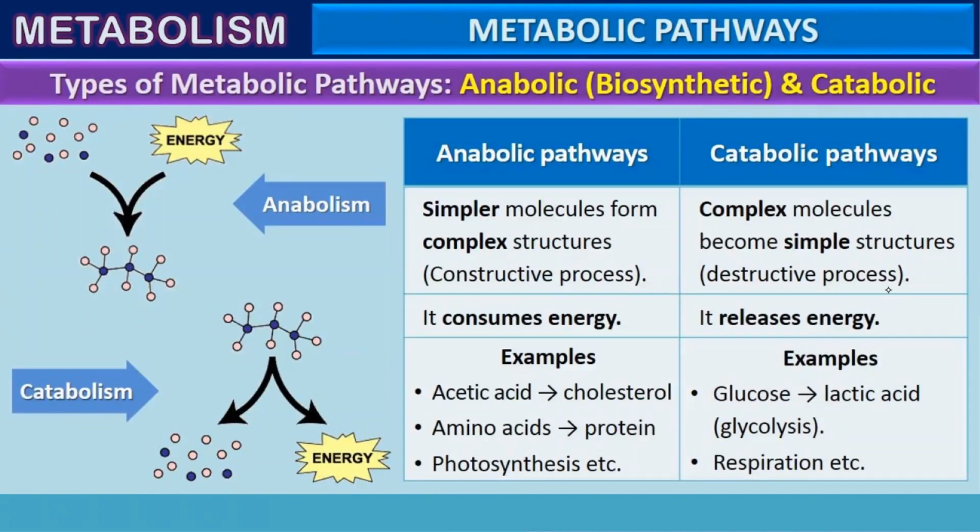Types of metabolic pathway. There are two types of pathways, anabolic pathway and catabolic pathway. Anabolic pathways are those in which simpler molecules form complex structures, and they consume energy. Examples are acetic acid converted to cholesterol, amino acids to protein, and photosynthesis. On the other hand, catabolic pathways are pathways in which complex molecules become simple structures, and they release energy. Examples are glucose to lactic acid, or respiration.